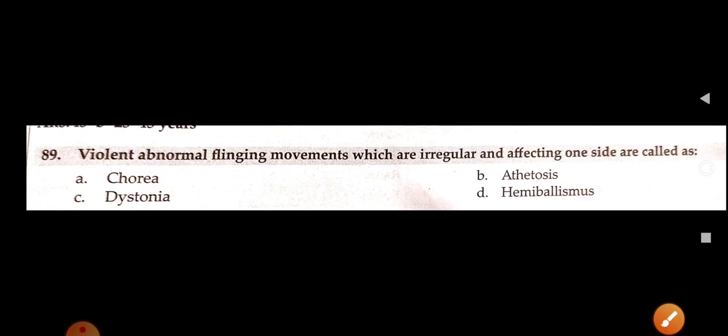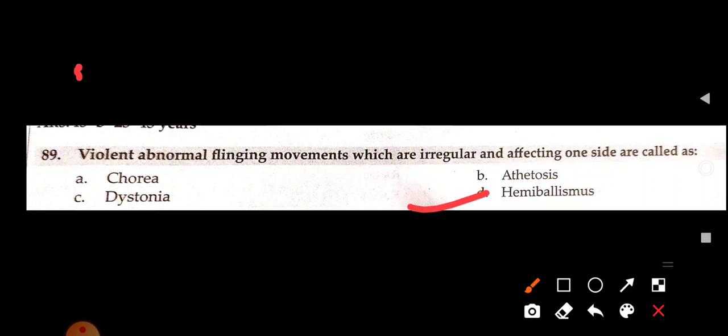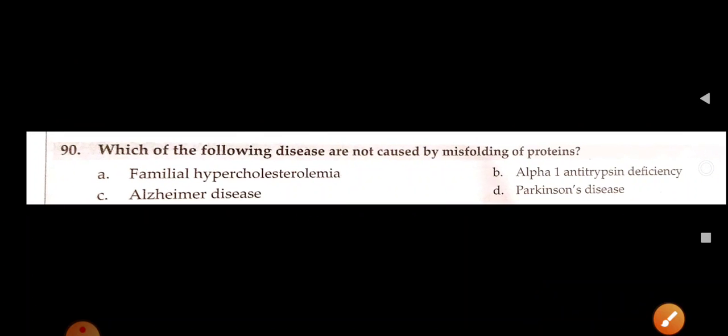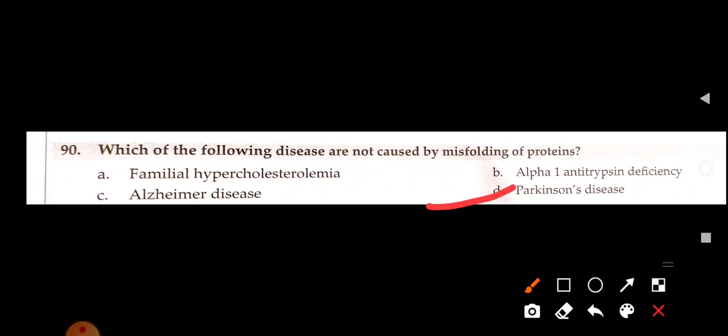Okay. Now, violent abnormal flinging movements which are irregular and affecting one side are called as hemiballismus. Hemi means one-sided. Okay, answer is hemiballismus. Which of the following diseases is not caused by misfolding of proteins? The disease not caused by misfolding is Parkinson's disease. Okay.